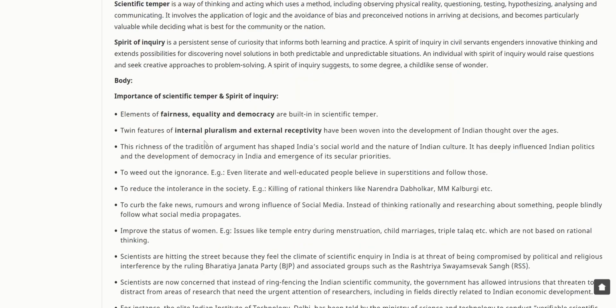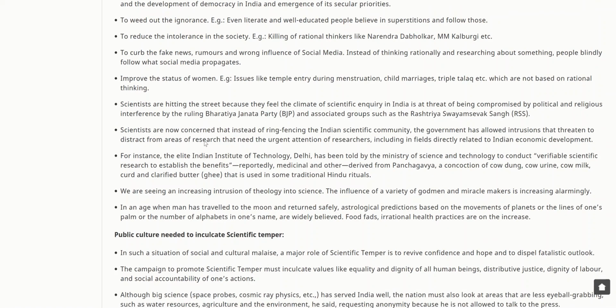To weed out ignorance, for example, even literate and well educated people believe in superstitions and follow them. To reduce the intolerance of society, for example, the killing of rational thinkers such as Dabholkar and M. Kalburgi. To curb fake news, rumors, and the wrong influence of social media: instead of thinking rationally and researching something, people blindly follow what social media propagates.